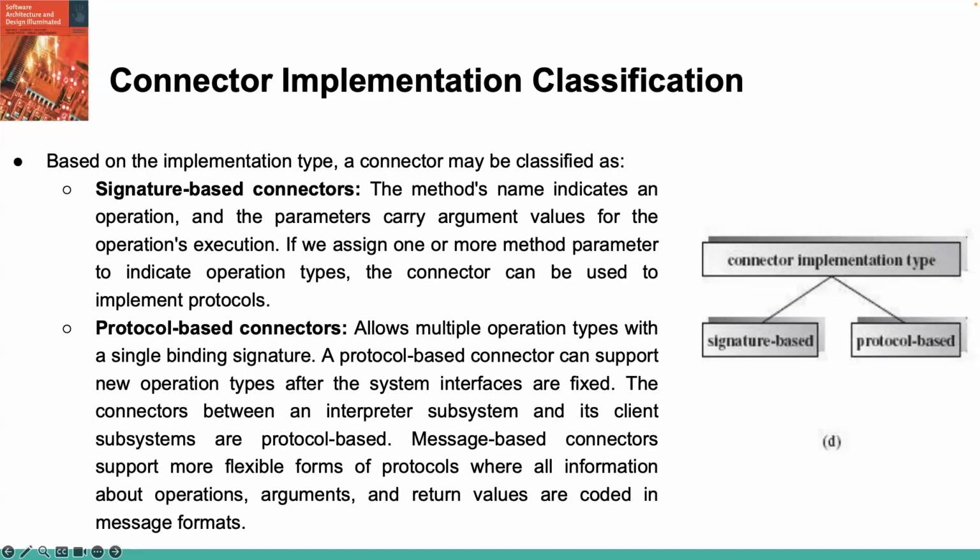In signature-based connectors, the operation is fixed. The method name represents a specific action, and the parameters are tied to that action. It's simple but less flexible. In protocol-based connectors, the system can handle multiple operations through a single interface. New operations can be added without modifying the interface, making it much more flexible for growing systems.